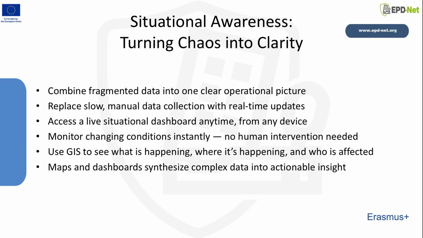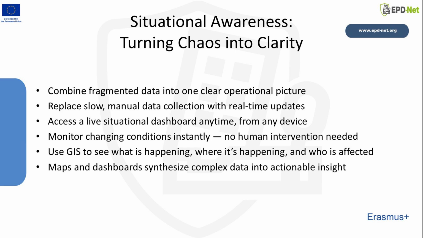Situational awareness lies at the very heart of effective disaster response. During the first hours of a disaster, the greatest challenge we face is chaos. GIS plays a critical role in managing this chaos. It gathers information that is scattered across different systems, formats, and departments, and transforms it into a single, clear, and actionable common operating picture. Traditionally, this has been extremely difficult.